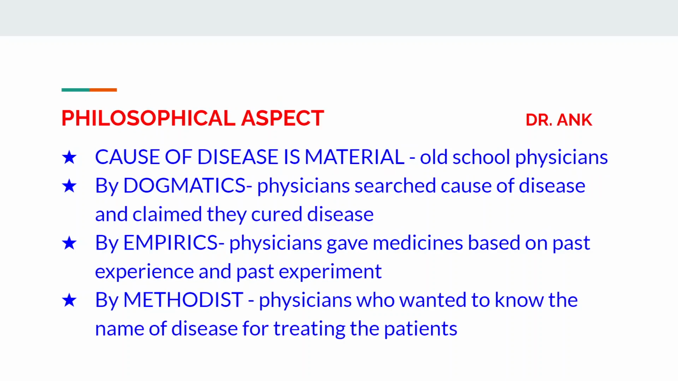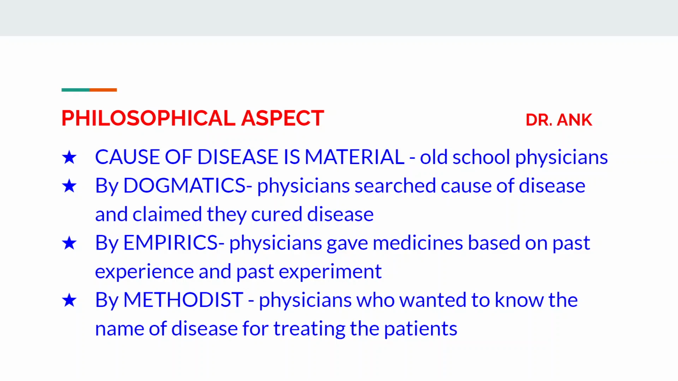Now we start discussing the philosophical aspect. So up till now we have discussed the historical aspect. So very interesting situations occurred in Dr. Hahnemann's life, and it is very important to understand the daring Hahnemann had shown, and he was so honest and so faithful to his system which he had invented, homeopathy.